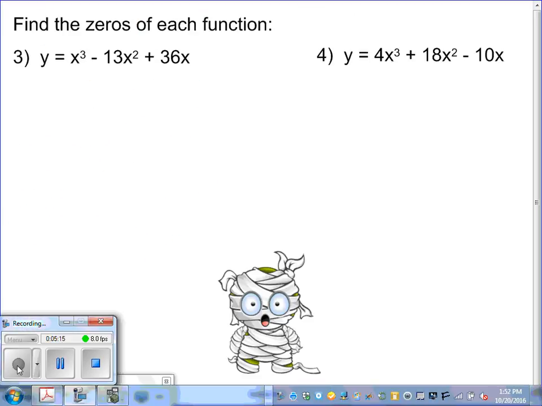All right, so find the zeros of each function. In other words, set it equal to 0 and solve it. Notice it doesn't say solve by factoring, right? But at this moment, think about the four different methods we learned. Could you use the square root method? No. Do you just have an x squared? No, I've got an x cubed in there. I can't do the square root method on a cube.